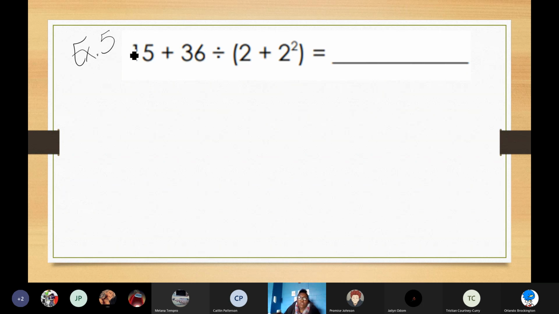We want to remember that we do not solve these operations first. We're just going to rewrite those here, and we're going to work with what's inside of the parentheses first. Remember, PEMDAS. The P stands for parentheses. So we're going to work out what's in our parentheses first, and we have 2 plus 2 to the second power. After we've gotten inside of our parentheses, we're now going to work with our exponents, E. Okay? And 2 to the second power, or 2 times 2 equals what?